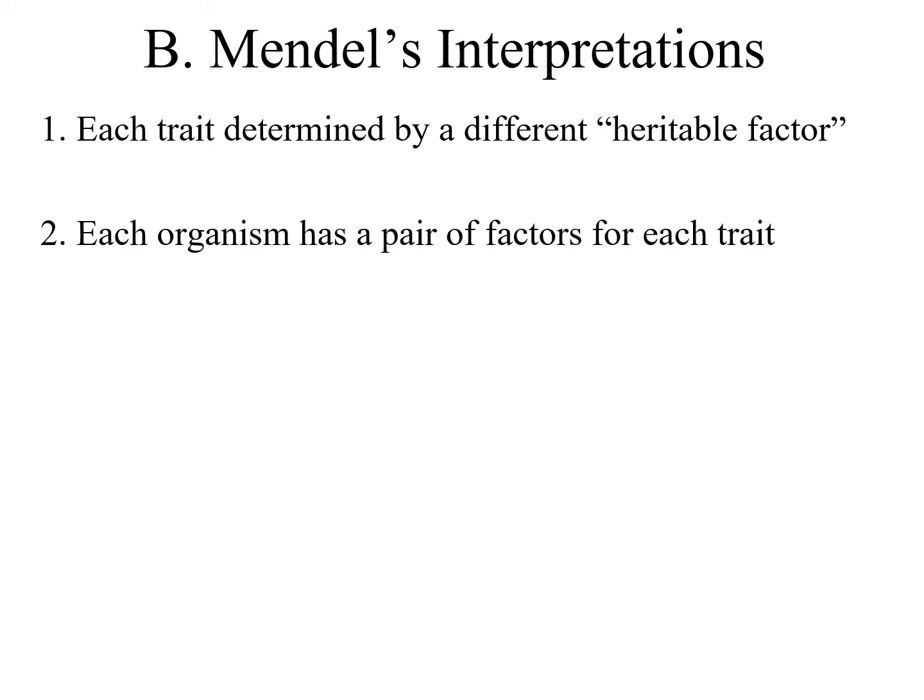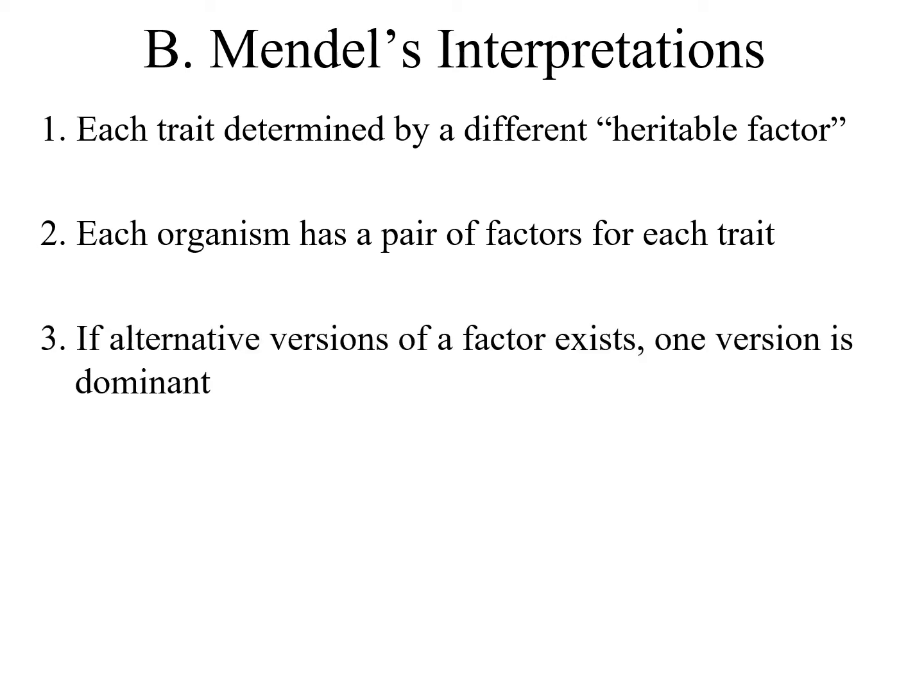A second assumption he made is that the organisms involved have a pair of factors for each trait. We know today that peas and humans and most eukaryotic creatures are diploid, that our genes are found on chromosomes and our chromosomes come in pairs. So Mendel was predicting this. This whole model would only work if the individuals had a pair of genes for each trait.